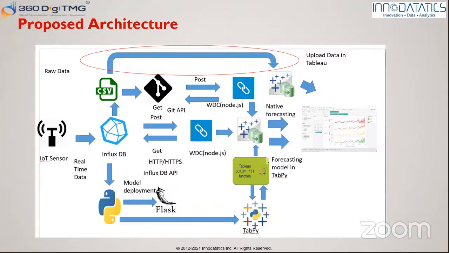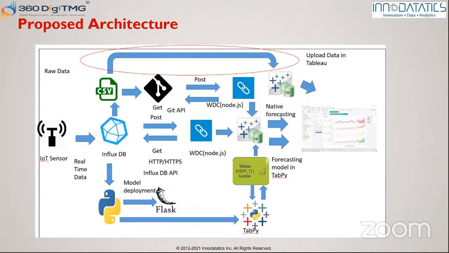The ideal way of doing it is taking the real-time data through IoT sensors and uploading it into the Influx database, then creating a model in Python, obviously using the forecasting method there, and deploying it in the Flask application and then connecting it to Tableau. This is the ideal way of uploading the data in Tableau and showcasing the dashboards and the stories.